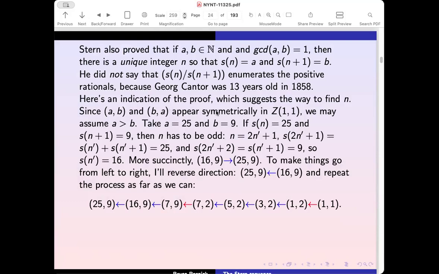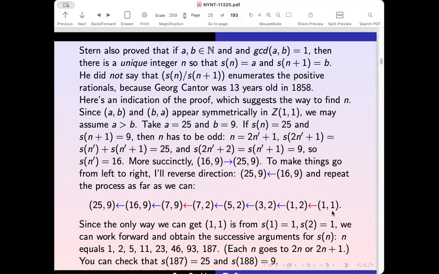And rather than give a full proof, let me give you an indication of the proof, which will suggest a way to calculate n given A and B. Since A, B and B, A appear symmetrically, we might as well assume that A is greater than B. How could 25 and 9 appear in a row? The only way for that to happen would be if 16 and 9 had appeared in a previous row. And then you add 16 plus 9 to get 25. I'm taking the arrows and writing them backwards just to show you 25, 9 can only come from 16, 9, which can only come from 7, 9, which can only come from 7, 2, 5, 2, 3, 2, 1, 2, and 1, 1.